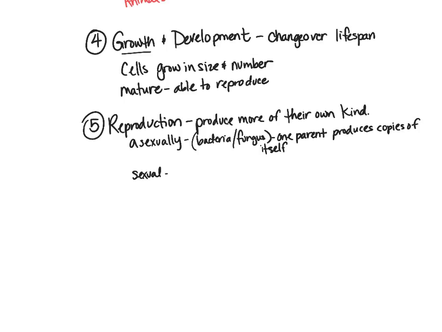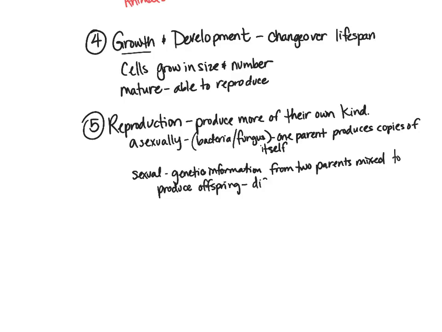When we're talking about the whole organism, however, especially a multicellular organism or a human animal, we would be talking about sexual reproduction. This is where we see genetic information from two parents mixed to produce offspring. Now these are going to be different than either parent.